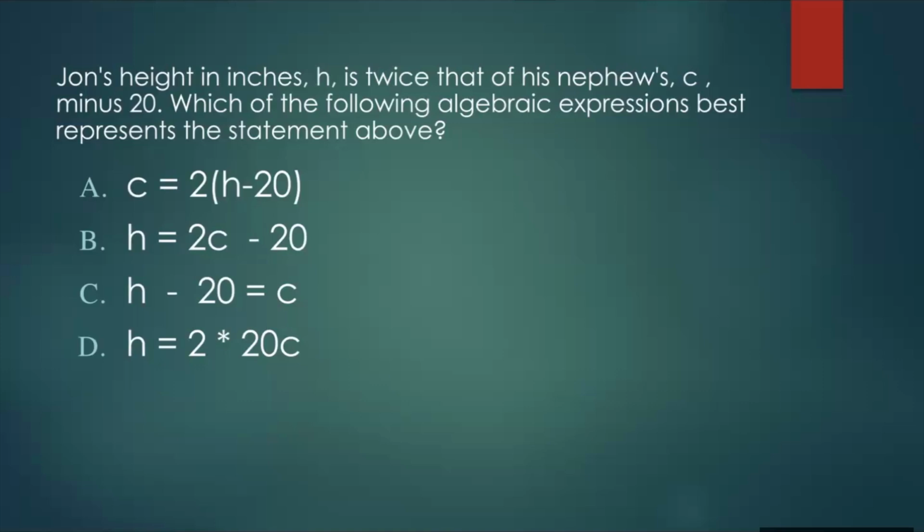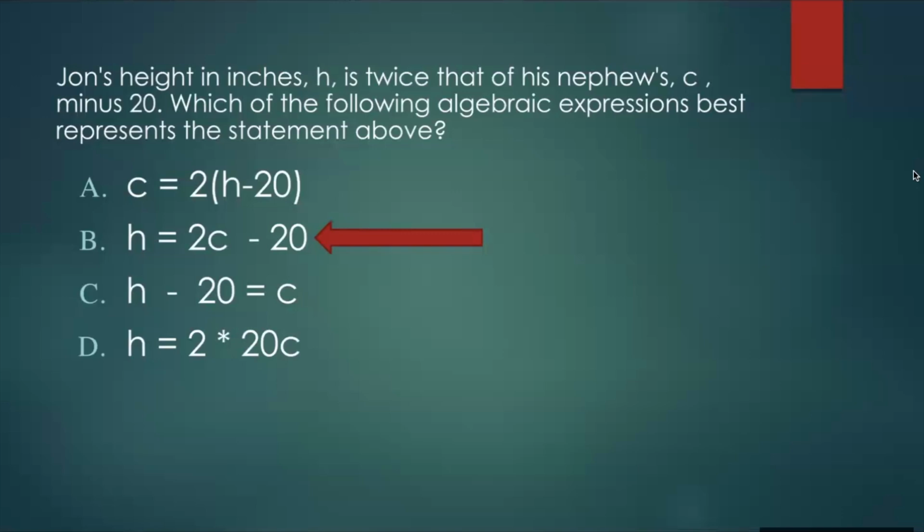So John's height in inches is represented by the variable h. So we know we have to have an h, and we also know we have to have a c, which is his nephew's height. John's height is twice his nephew's, all right? So we know that 2 times c minus 20 is equal to John's height, which is h. So in this equation, B would be our answer. John's height, h, is equal to 2 times his nephew's height, which is c, 2 times c minus 20.